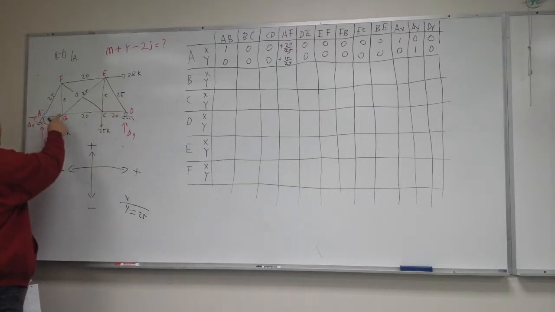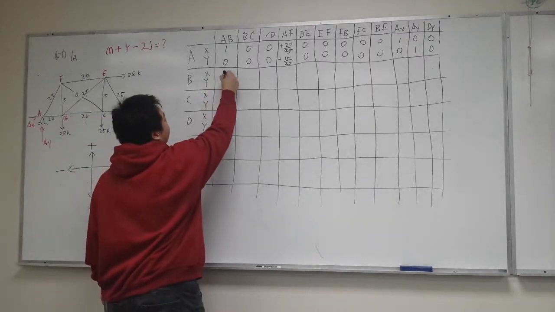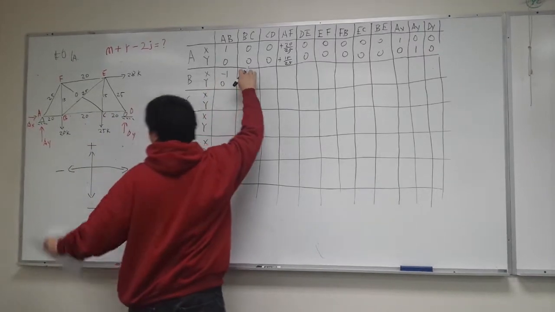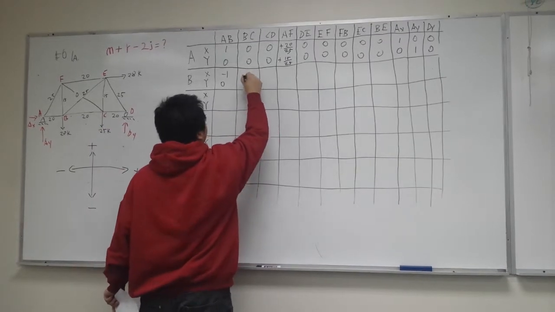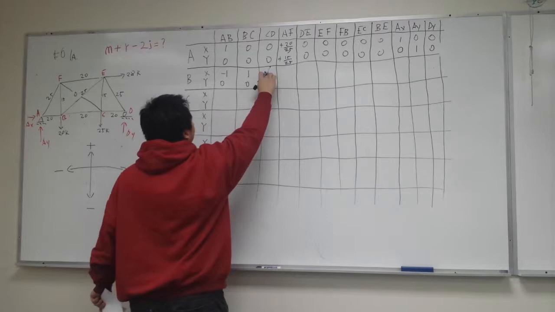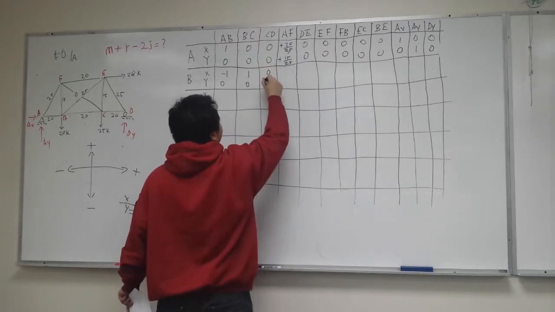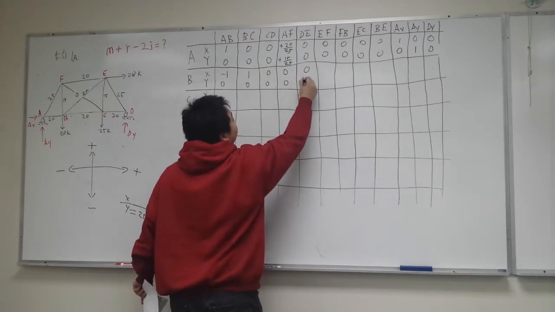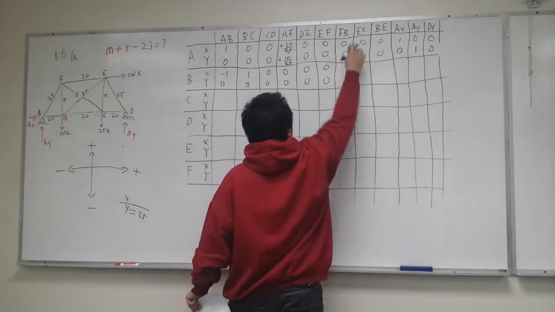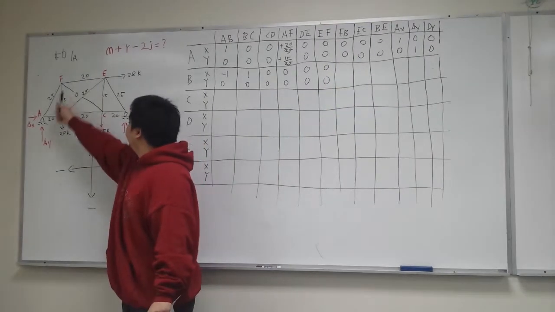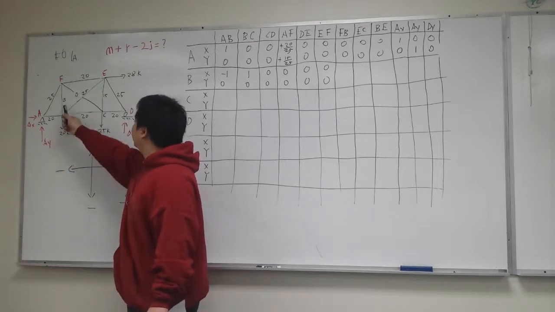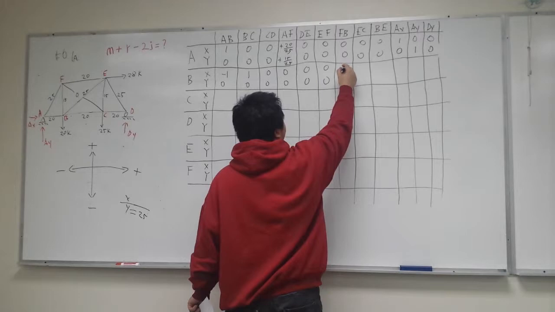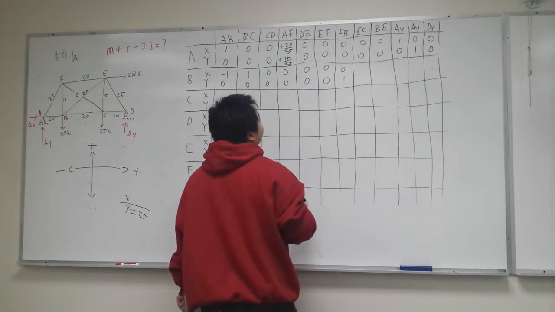AB, we're going backward. It's here to here, so it's negative. So we have negative 1, 0. BC is here to here, so it's positive. So we're going to have 1 and 0. CD has no B in there, so 0, 0. FB is vertical, and it's from point B to point F, so it's going up. So in the x-axis, nothing. In the y, we have 1.